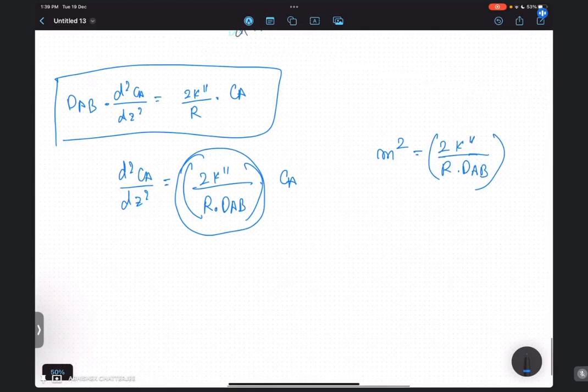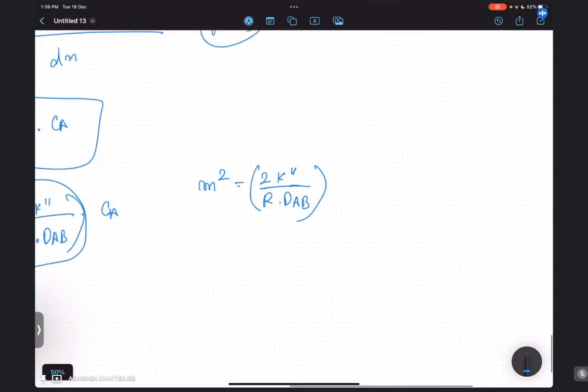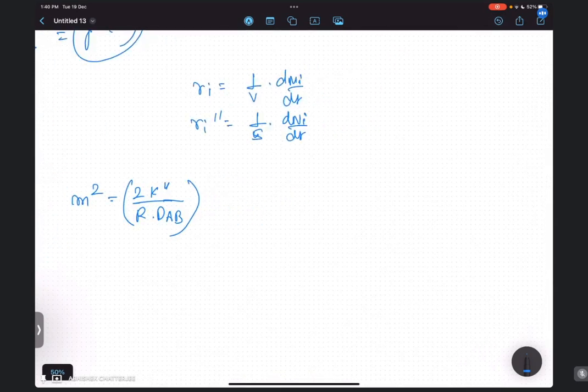And let us do one more thing. What we'll be doing is that this ri is equal to k into CA. इसको ऐसे करते हैं ना कि r_i इज इक्वल टू 1/v इंटू dNi by dt था. ठीक है, और r_i double dash इज इक्वल टू 1/s इंटू dNi by dt. Okay, so what we said is that we can equate this dNi by dt, and this will be equal to v into ri, and that will be equal to s into ri double dash.